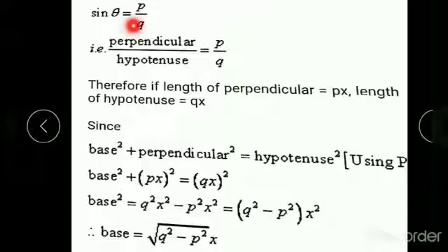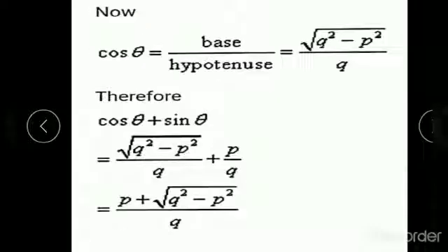So what is sin theta? It is p by q, right? So what you have to find out? Cos theta plus sin theta. Now you know what is cos theta and what is sin theta, right? So cos theta is nothing but square root of q square minus p square divided by q, plus sin theta is given in the question. It is p divided by q. Okay, so you can write it as p plus root of q square minus p square divided by, you have the same denominator, q. That is the answer. Okay, did you understand this problem?